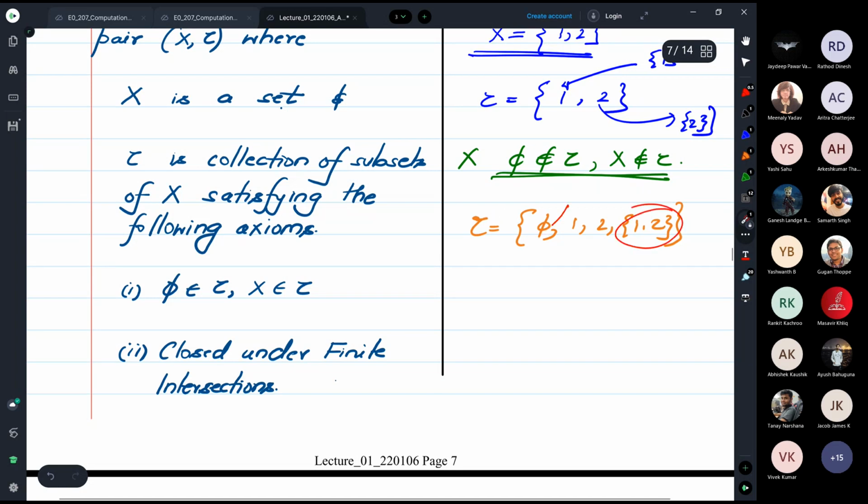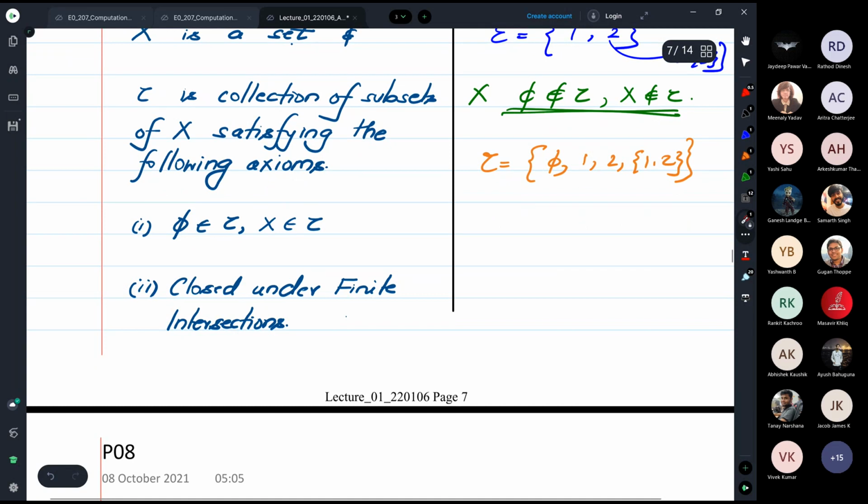So you can see that the empty set and the whole set lie in the collection. We require that it be closed under finite intersections. So you give me a bunch of sets from this collection. Let's say you give me 1 and 2. If you look at the intersection, I hope you agree, it is empty, and clearly this empty set lies over here.